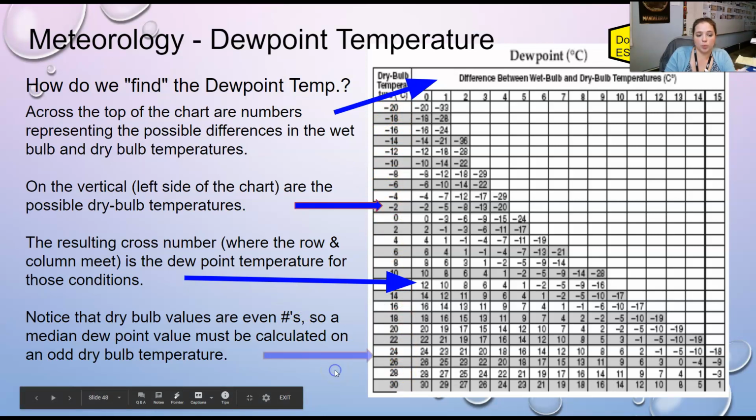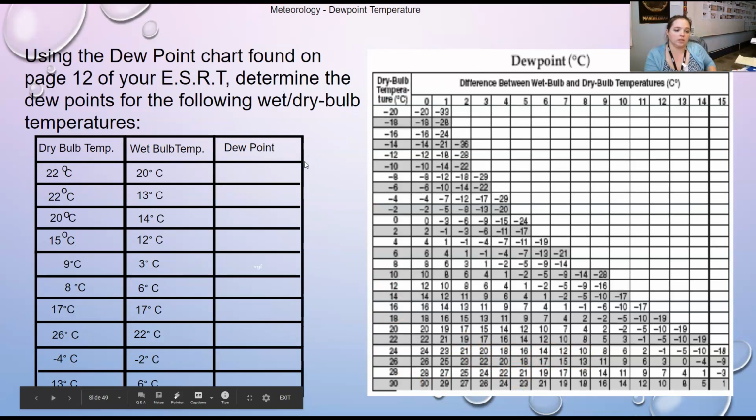So a median dew point value must be calculated on an odd dry bulb number. So between 24 and 26, there's 25. That line's the 25 line. That's what you would have to look at. So we're going to do a little bit of practice.